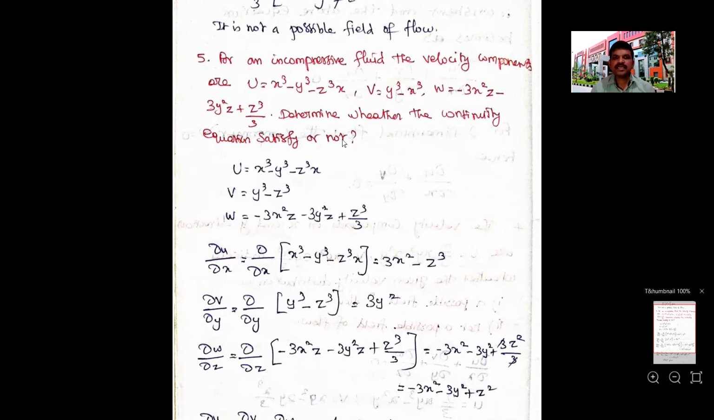In this case, there are three velocity components given, so we have to include the w term and z term also. Now write the given data: u, v, w. So u is equal to x cube minus y cube minus z cube x. Next, v is equal to y cube minus z cube.